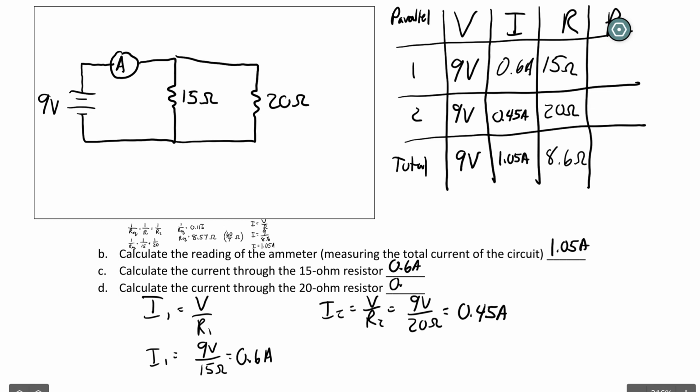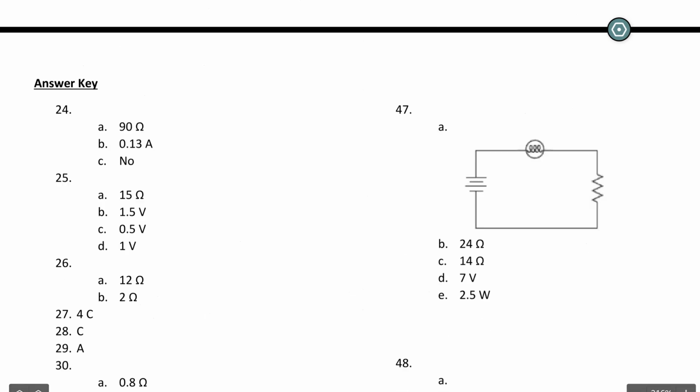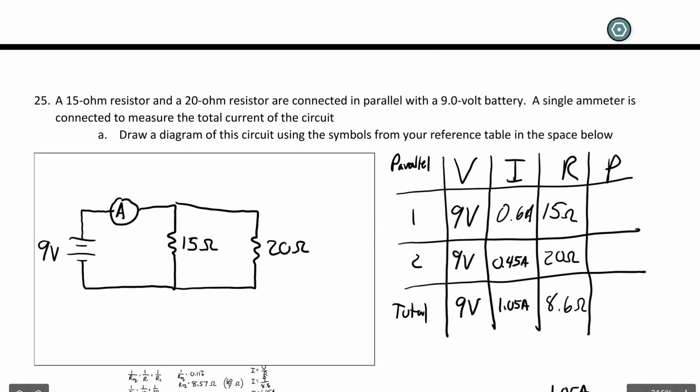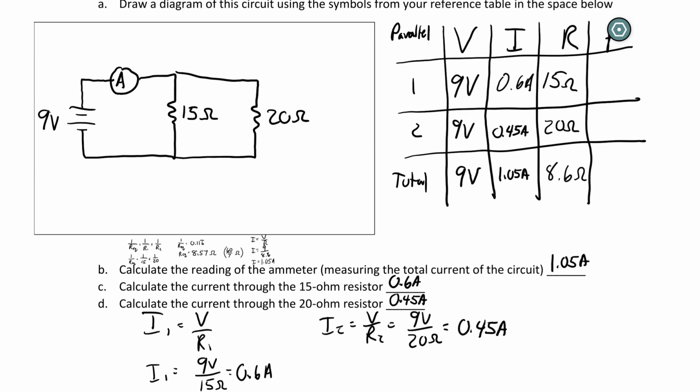0.6 amps, 0.45 amps. And I think, if I'm not mistaken, I think that's fine. Yes, that is. That's the end. That's it, people. All right, so that's electricity.